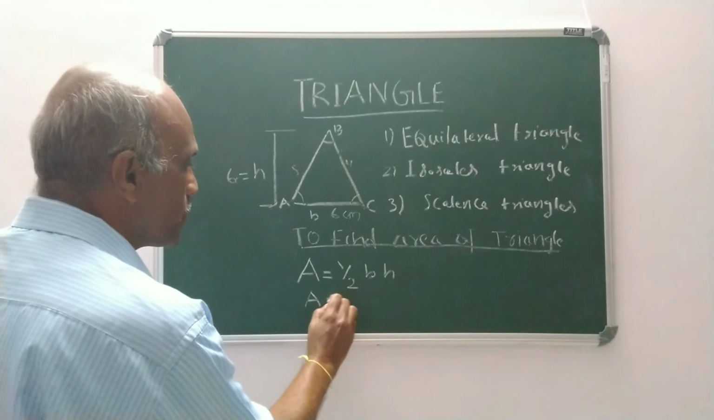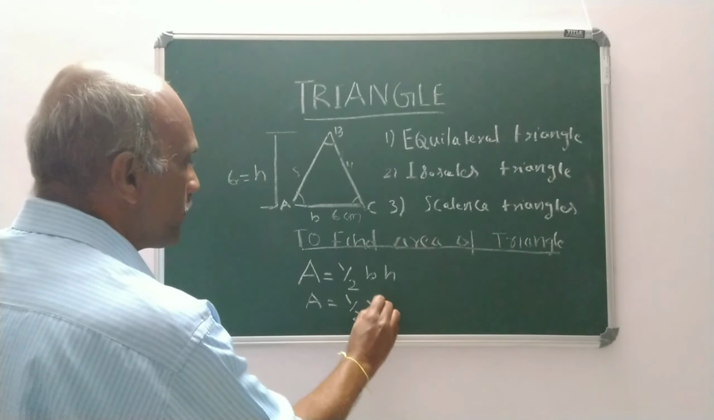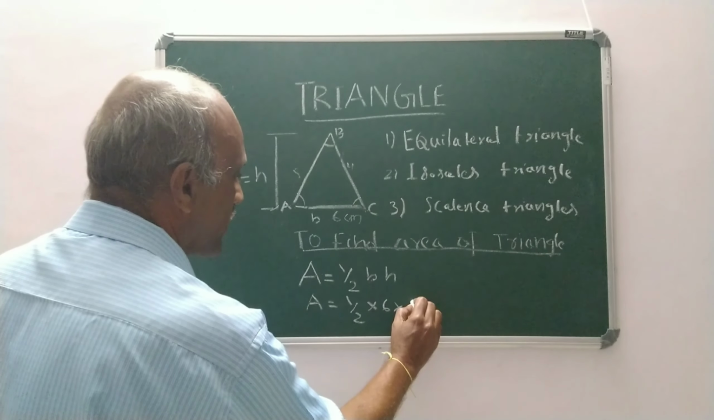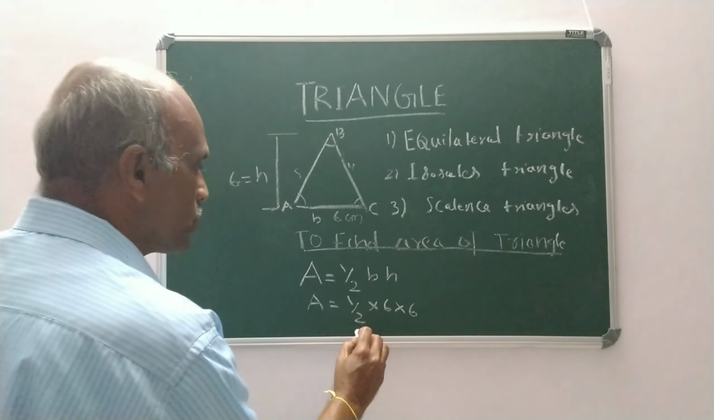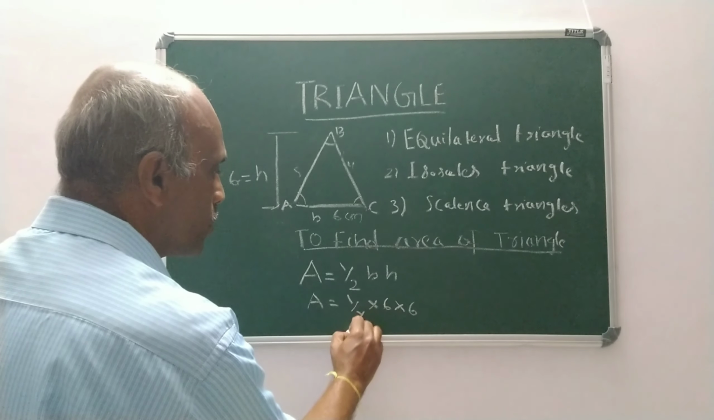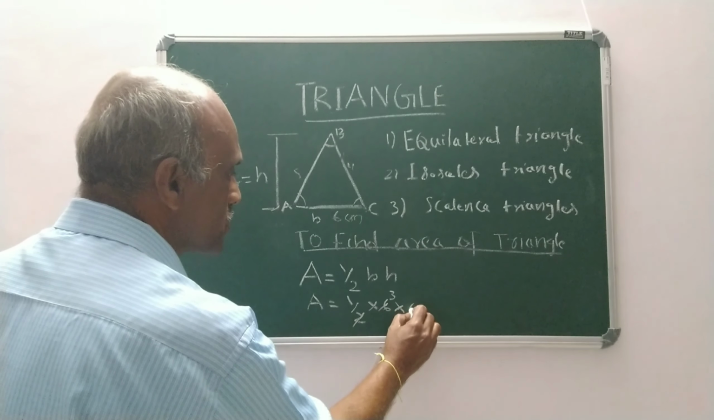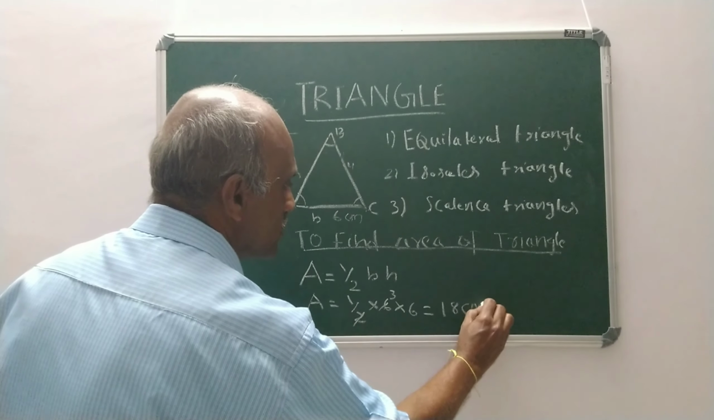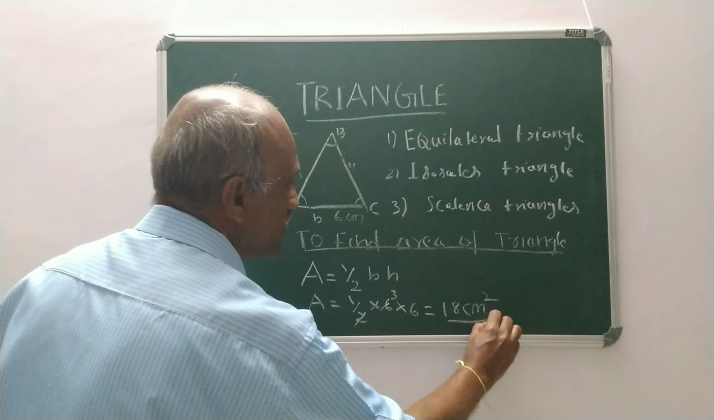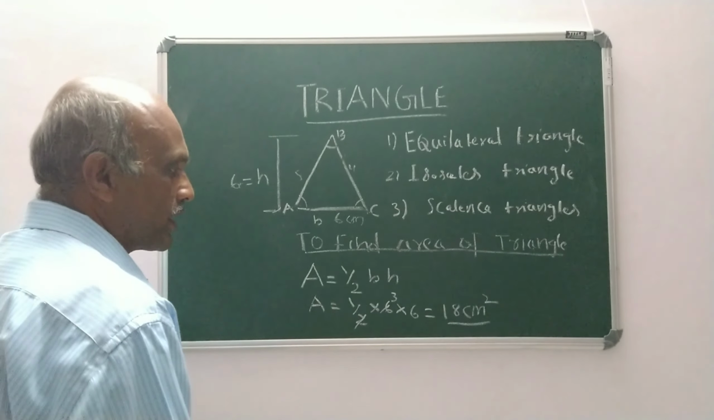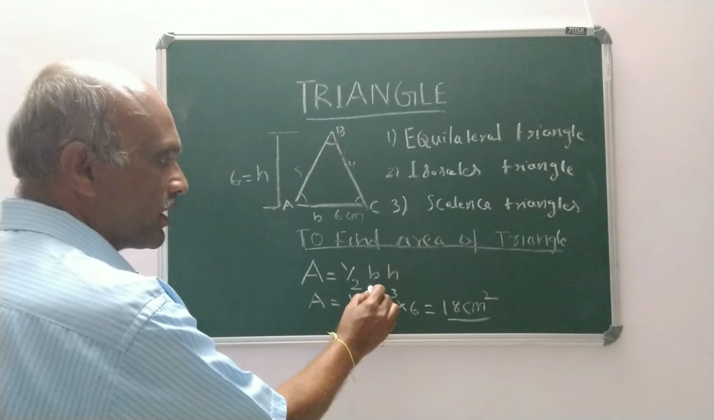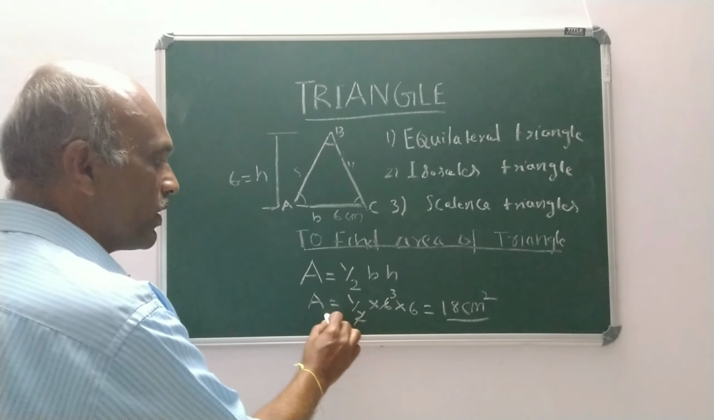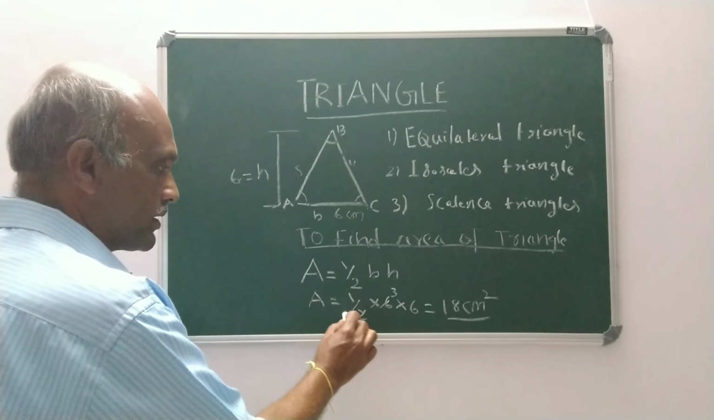So A is equal to half into base, which is 6 centimeters. The height of the triangle is given as 6 centimeters. So we can simplify this. 2 ones are 2, 2 threes are 6. So 6 into 3 is 18 centimeters squared. So that's how we can find the area of a given triangle. Knowing the base of the triangle and the height of the triangle, and knowing the formula, we can find the area of the triangle like this.